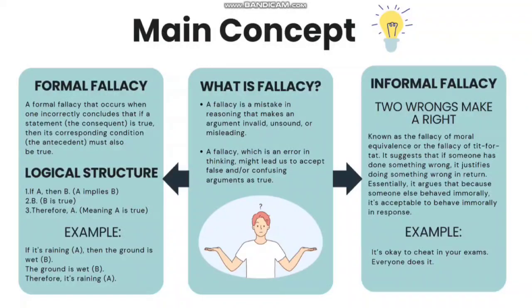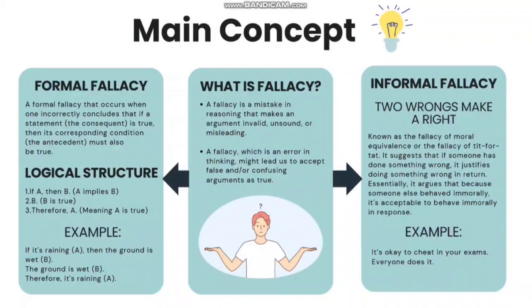Let's look at an example. If it's raining, then the ground is wet. The ground is wet, therefore it's raining. This conclusion is actually incorrect because the ground can be wet for many other reasons, like someone washing their car or watering the garden. Next, let's move on to the informal fallacy.